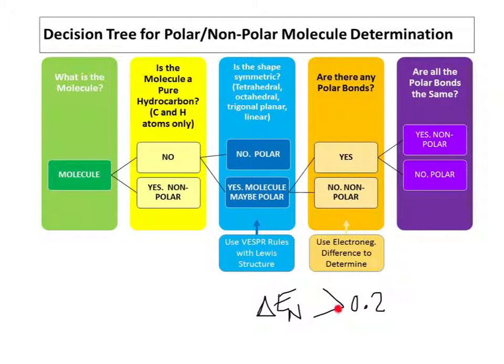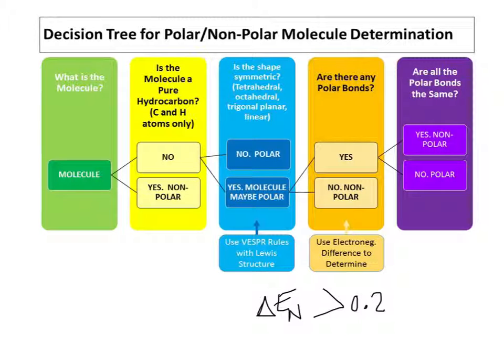Whether or not that's a full ionic bond, there are some other rules that have to be applied, and we would do that when we understand what the difference between a covalent and an ionic bond is. But generally, if it's between 0.2 and, let's say, 2, then you're going to have a polar bond. And the last thing we need to understand is, are all the polar bonds the same?